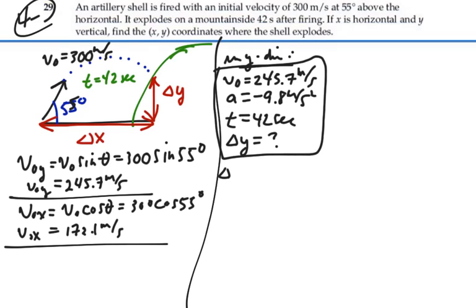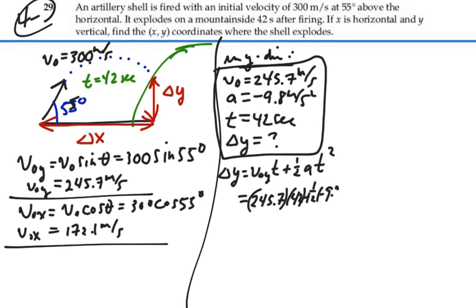So we have delta y is equal to initial velocity in the y direction times time plus 1/2 acceleration times time squared. And that's going to equal 245.7 times 42 plus 1/2 times a negative 9.8 times 42 squared. And that's equal to 1,676 meters. So that's our displacement in the y direction.